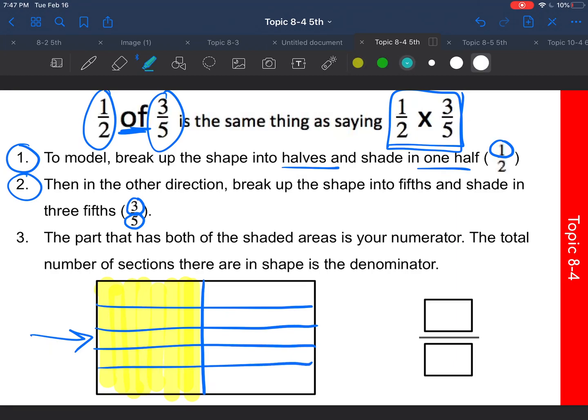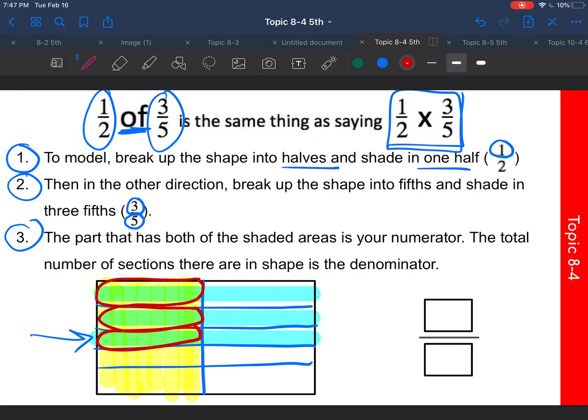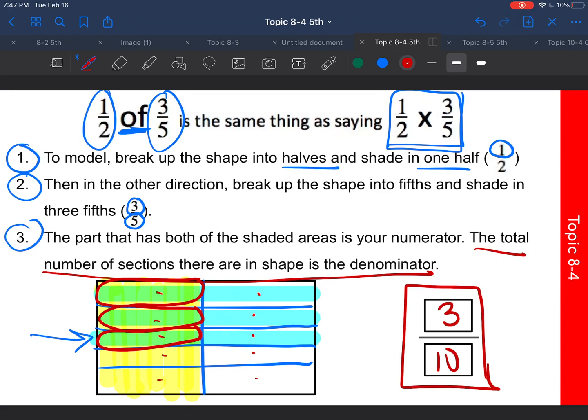And I'm going to shade in 3 of the fifths, okay? Now, step number 3, the part that has both of the shaded areas is your numerator. So I see that this has both colors, this has both colors, and this has both colors. So that is 3 out of, and the total number of sections is your denominator. So 1, 2, 3, 4, 5, 6, 7, 8, 9, 10. So the answer to this problem is 3/10.